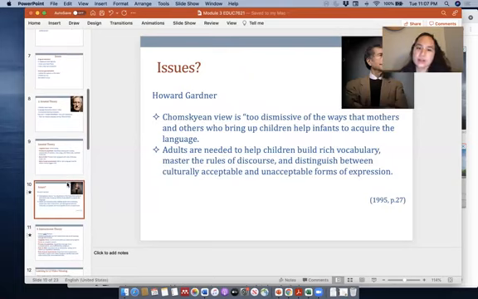So Gardner has put forward, against this theory, that there are issues regarding not acknowledging the role of parents and caretakers in helping children acquire language, and that adults are needed to help build children's language repertoire and also to know the social conventions accompanied with specific forms of language.